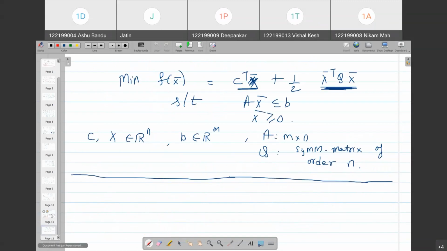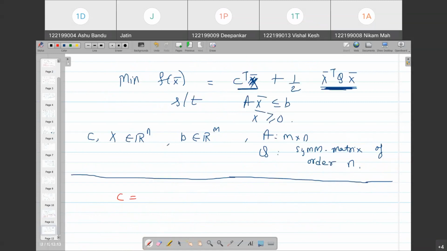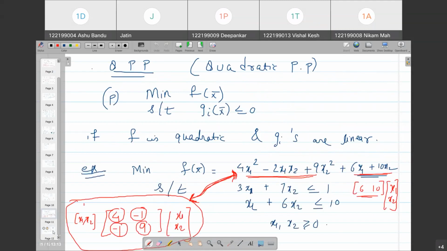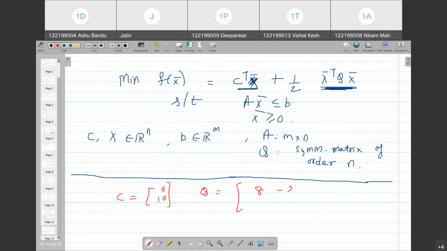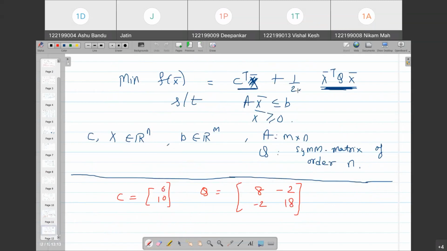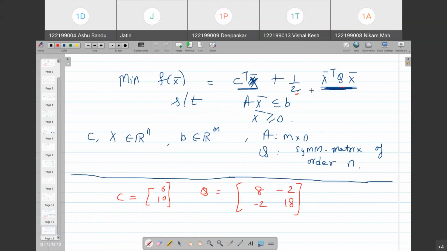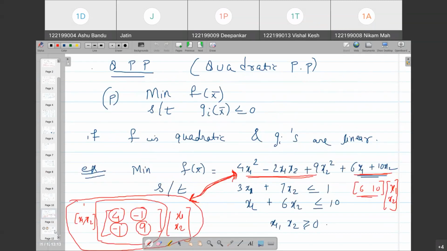What I was saying was, in this case, what is your C vector? Your C vector is nothing but 6, 10. Your Q matrix is nothing but 8, minus 2, minus 2, 18. Why did I multiply this matrix Q by 2? Because here I have written half into Q. So this half I'm doing here, that's why I multiplied this whole thing by 2. So that when I divide by 2, I should get this as an answer.